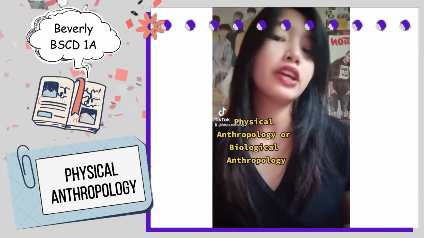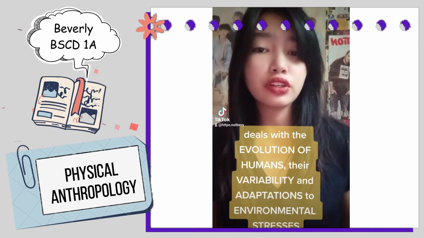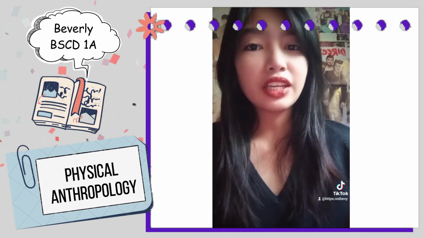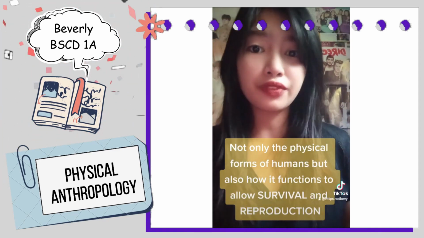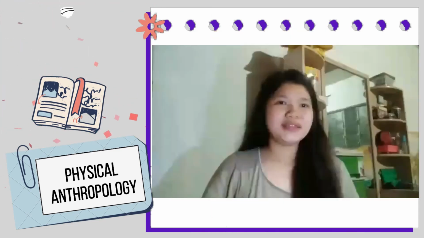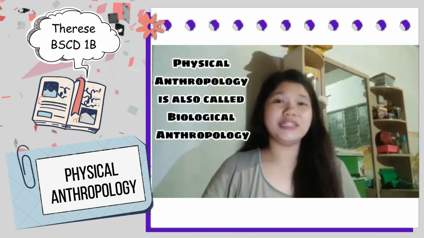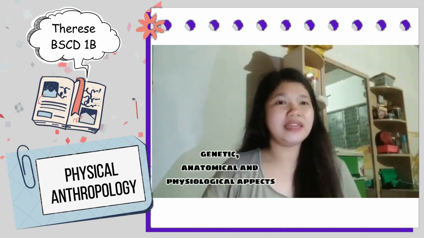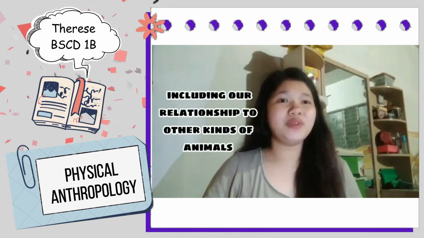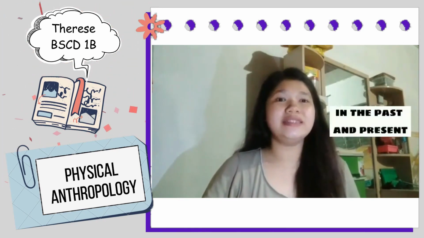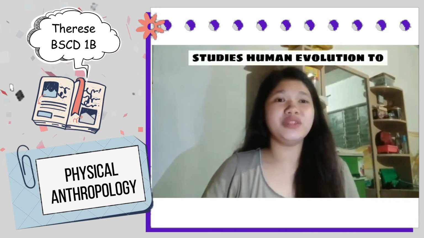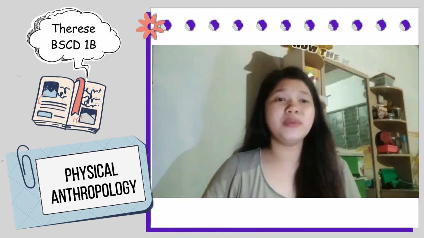Physical anthropology, or biological anthropology, deals with the evolution of humans, their variability and adaptations to environmental stresses. Using an evolutionary perspective, we examine not only the physical forms of humans, but also how they function to allow survival and reproduction. It is the study of genetic, anatomical, and physiological aspects of humanness, including our relationship to other kinds of animals in the past and present. Physical anthropology studies human evolution to understand when humans first existed and how the human body has changed through time.